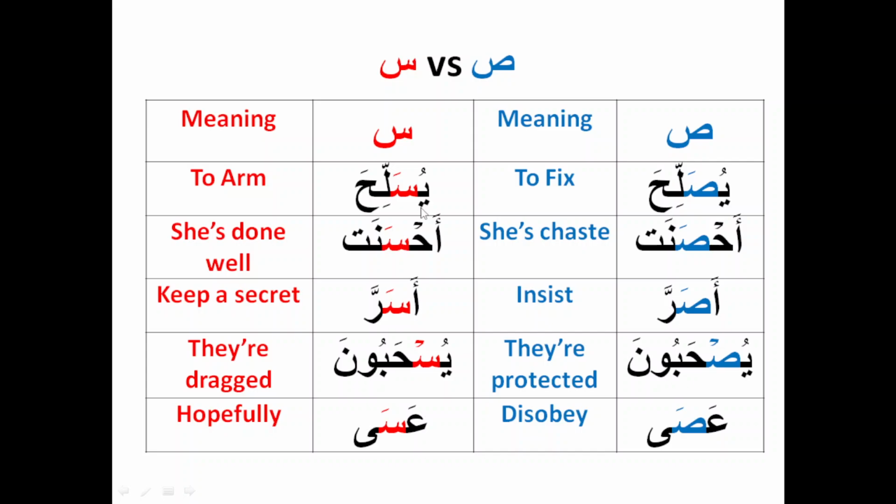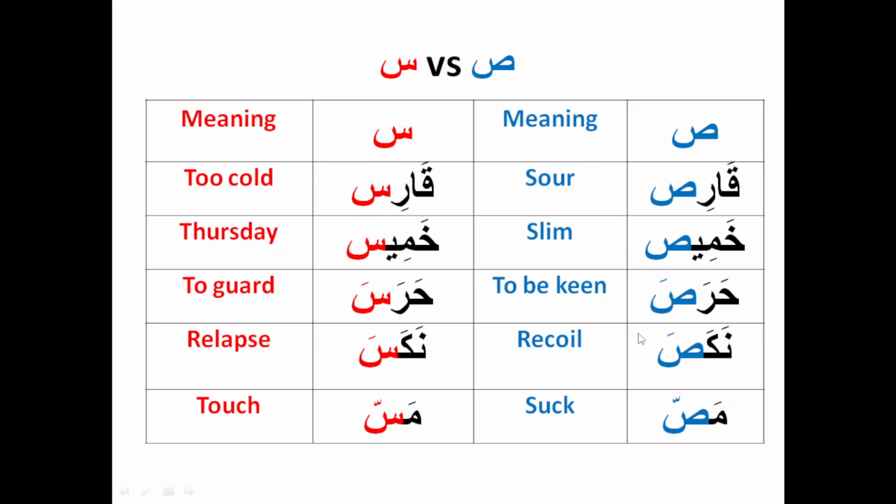يصلح، يسلح. أحصنت، أحسنت. أصر، أسر. يصحبون، يسحبون. عصى، عسى. Look at the difference in meaning as well. عصى، عسى. And finally, let's look at the sad and sin when each of them is the last letter in the word.